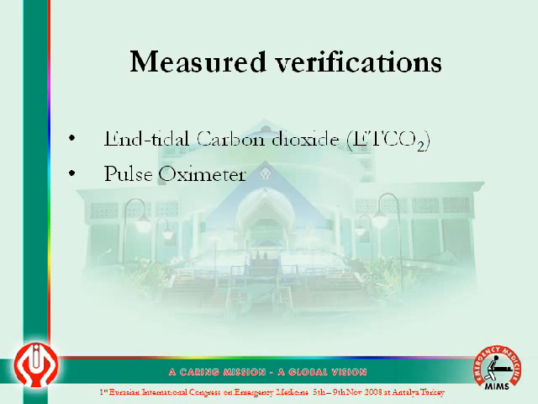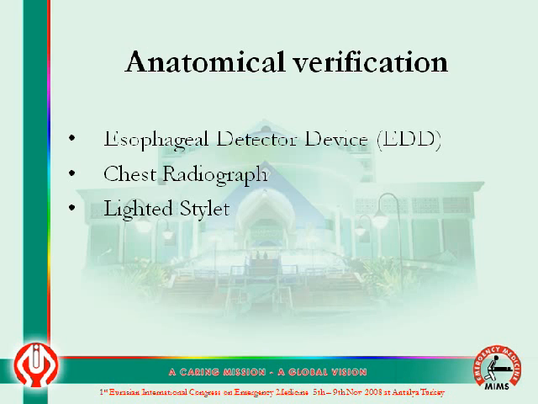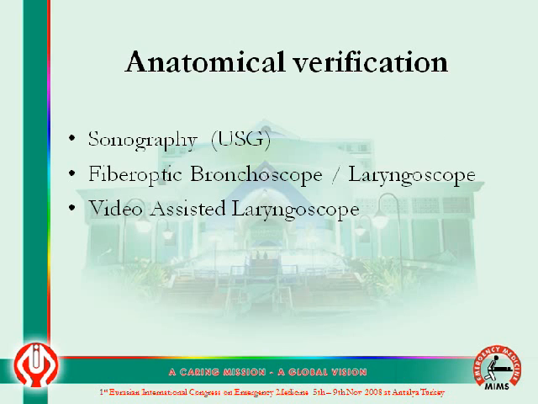Measured verifications include end-tidal carbon dioxide and pulse oximeter. Anatomical verification methods include the esophageal detector device or EDD, chest radiograph, and lighted stylet. Also, sonological verification, fiber optic bronchoscope or laryngoscope, and video assisted laryngoscope.